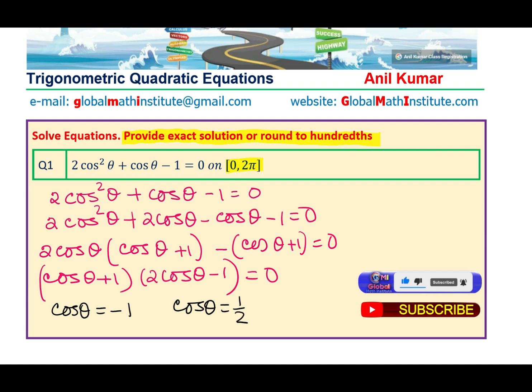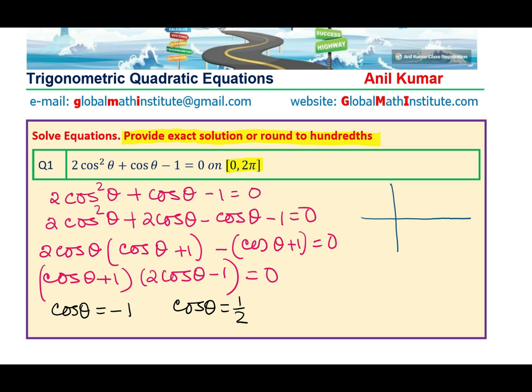Now, within this domain of 0 to 2 pi, as you know, the cosine function is kind of like what? It starts with 1, right? And then goes like this. So when we are looking at minus 1, there is only one solution. So from 0 to 2 pi, one of the solutions is pi, right? And that is for minus 1. So we get one solution, which we can write as theta equals pi.